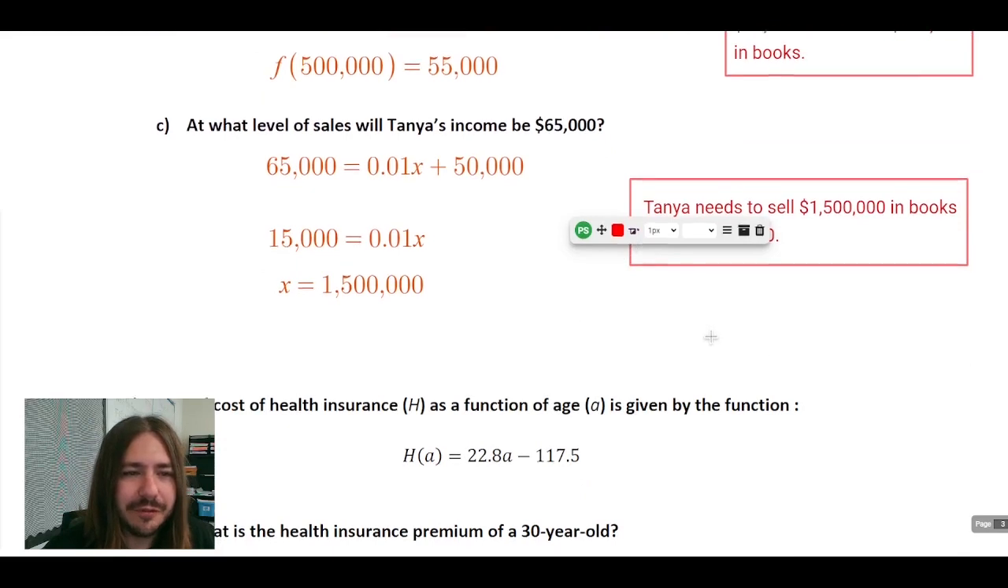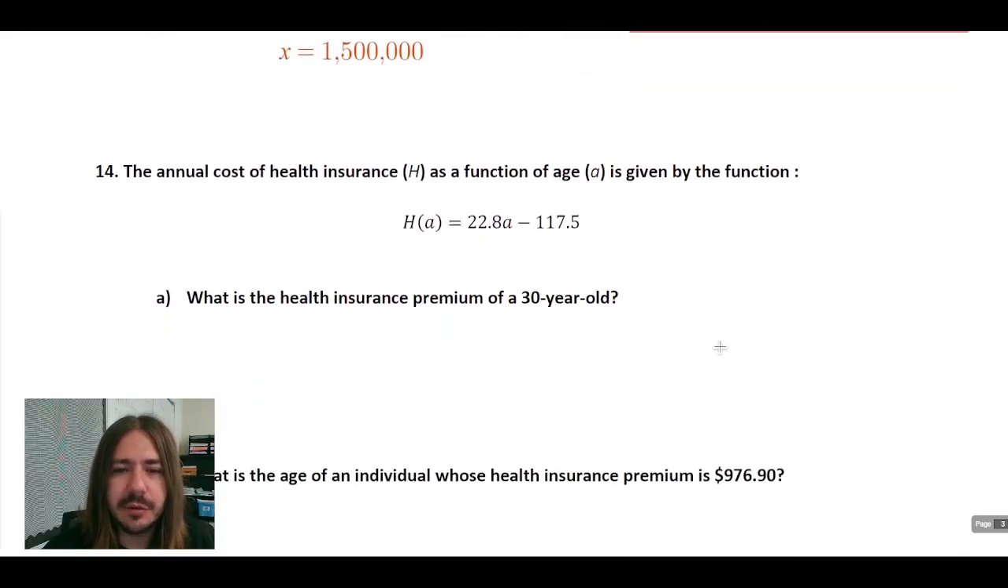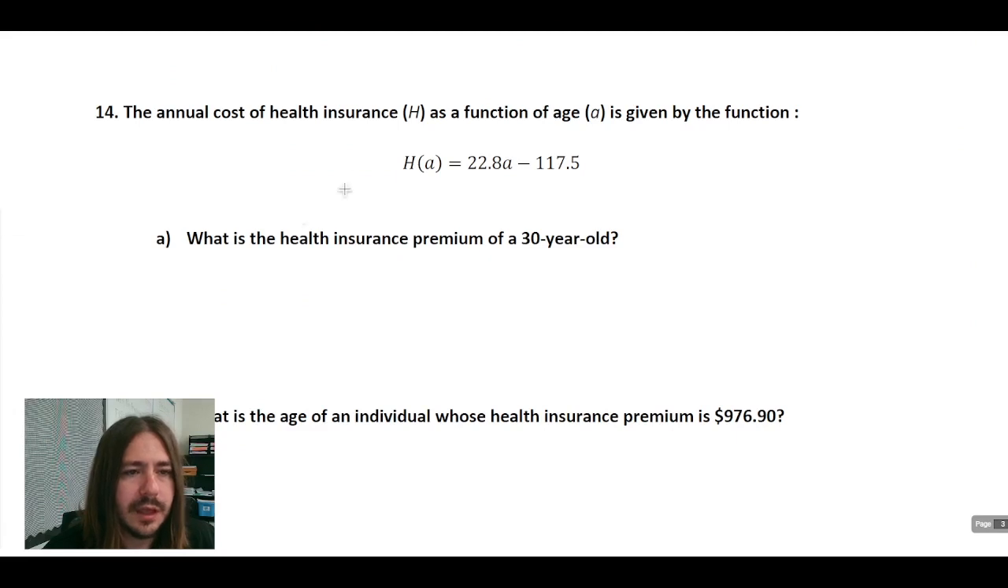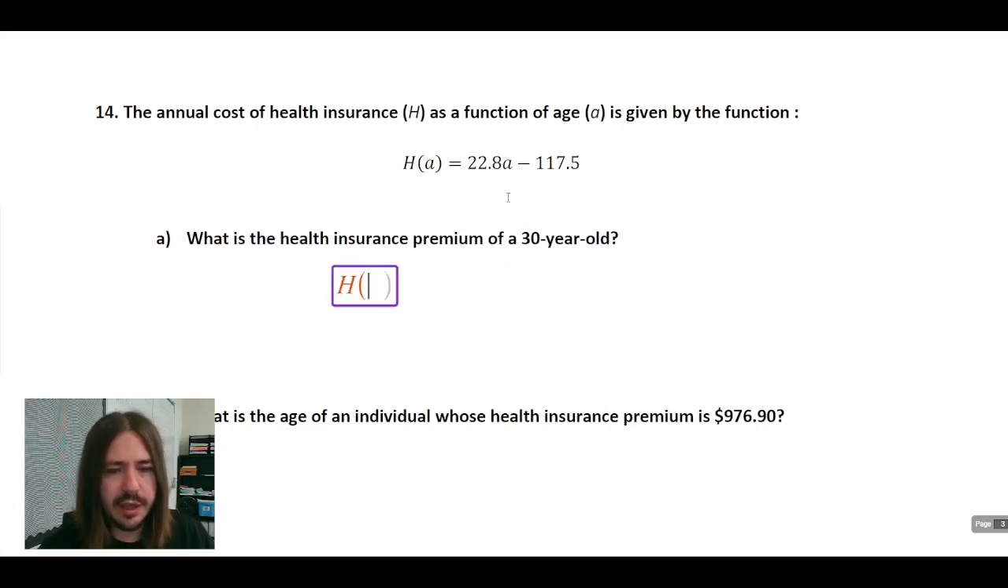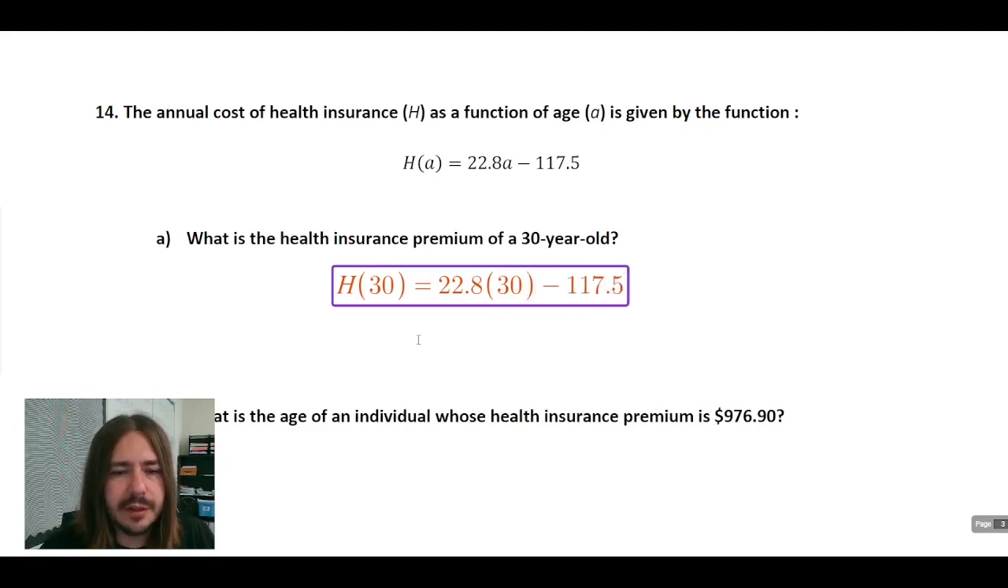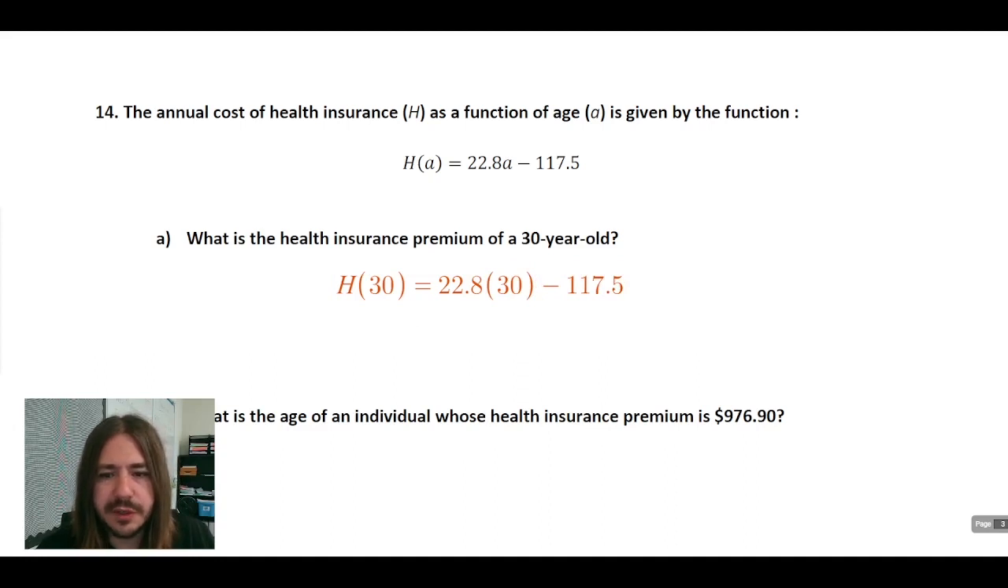Okay, that's it for number 13. Let's take a look at 14. Same kind of deal here. We're just playing with this function notation. It says the annual cost of health insurance as a function of age is given by this function. I feel like there's a little bit of missing information here, but maybe that's just what it is. What is the health insurance premium of a 30-year-old? So we're going to plug in 30 here and say H of 30 equals 22.8 times 30 minus 117.5. Let's just throw that in the calculator, see what we get here.